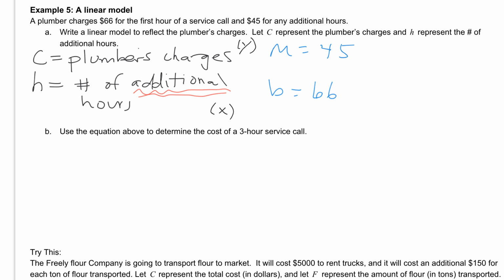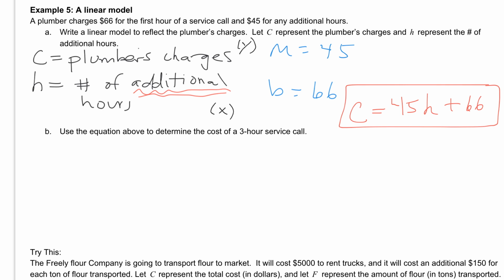so that's going to be our y. So if we write down our equation in slope-intercept form, instead of y, we're using C. M is 45 times x. Instead of x, we are using H, plus our b value, which is 66.